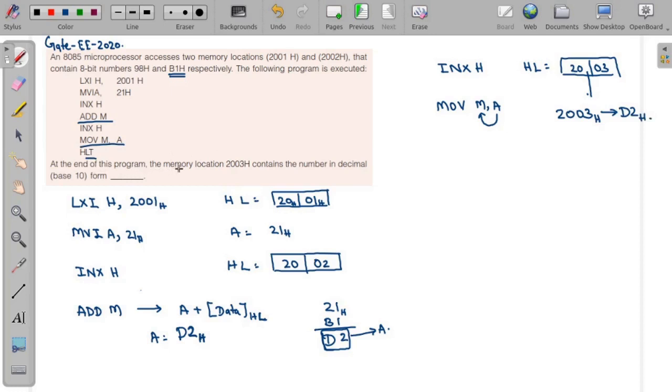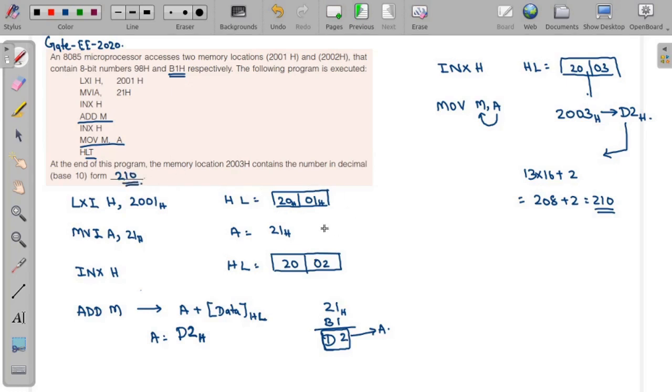At the end of this program, the memory location 2003H contains the number in decimal, okay. So they are asking what is the decimal number. So this is D2H, so D is equal to 13, okay. So I have to calculate, sorry, the decimal equivalent for this number. So 13 into 16 plus 2. So this will be 208 plus 2, that is equal to 210, okay. So your answer for this question will be 210.